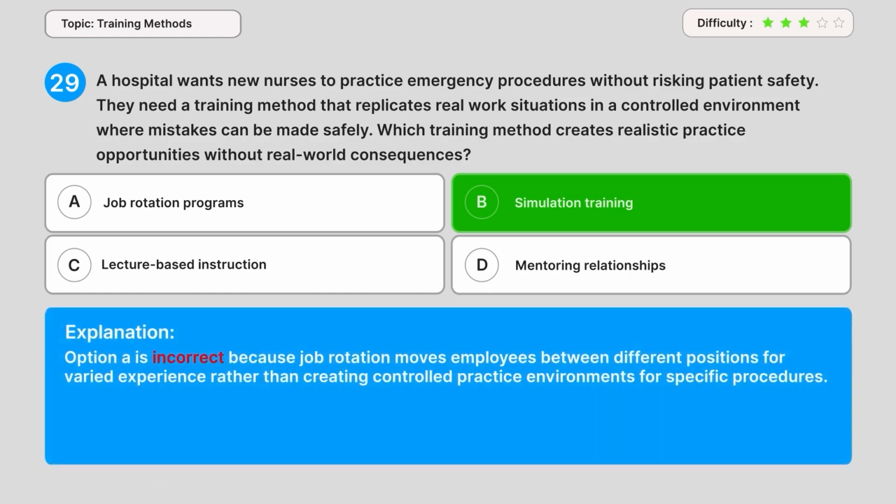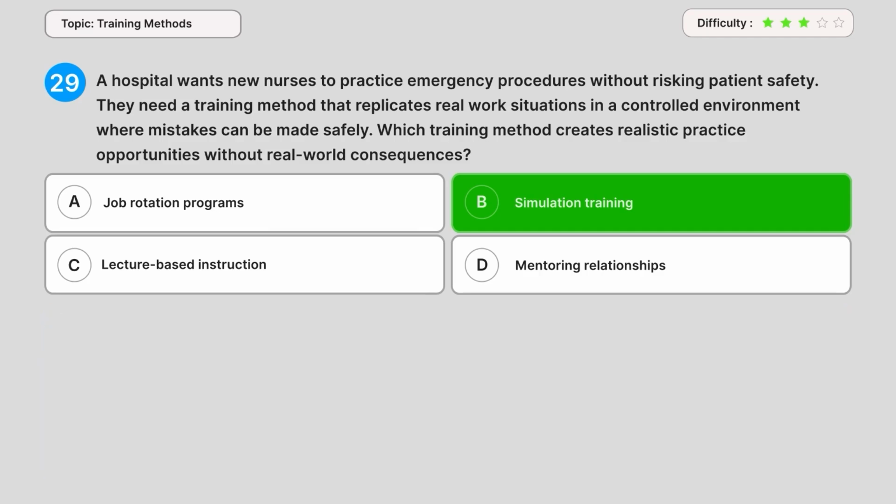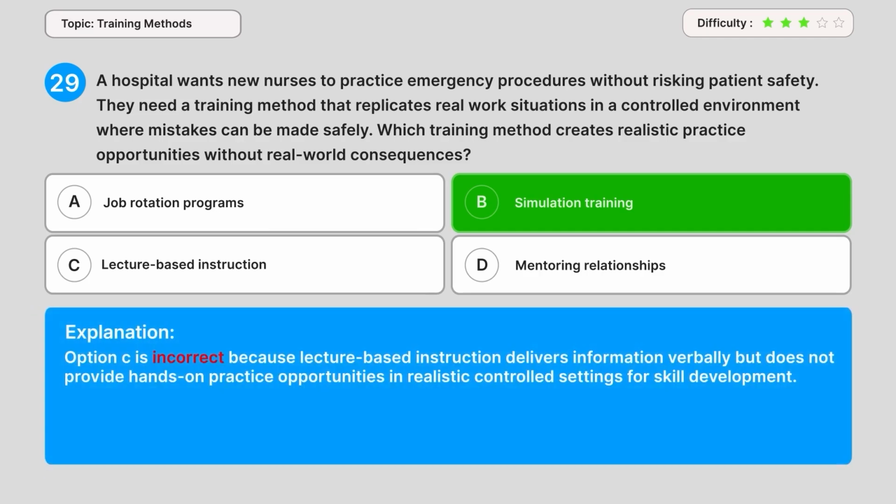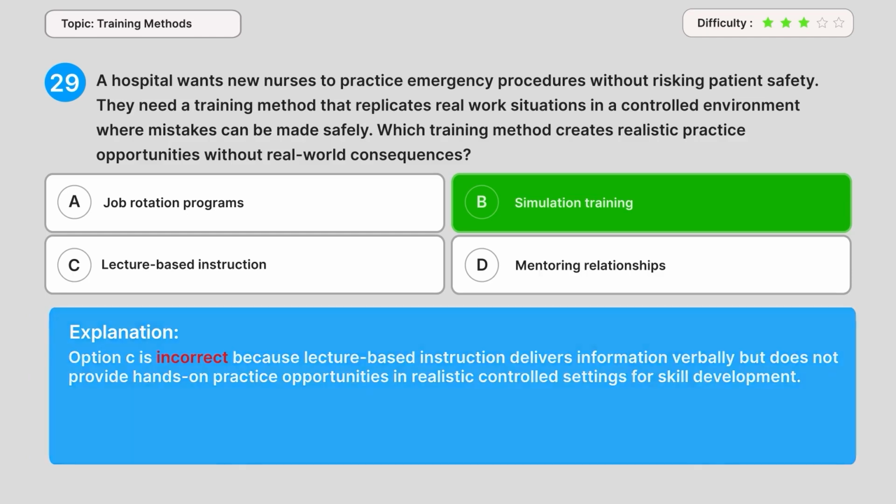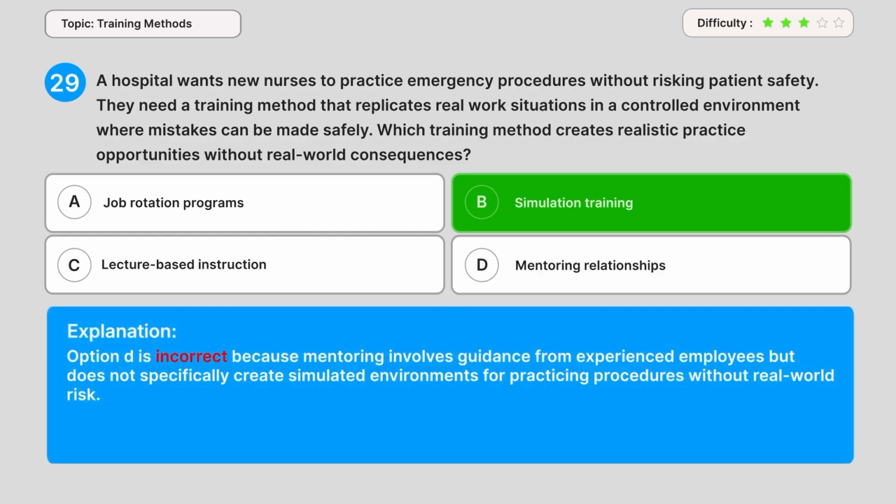Option A is incorrect because job rotation moves employees between different positions for varied experience rather than creating controlled practice environments for specific procedures. Option C is incorrect because lecture-based instruction delivers information verbally but does not provide hands-on practice opportunities in realistic controlled settings for skill development. Option D is incorrect because mentoring involves guidance from experienced employees but does not specifically create simulated environments for practicing procedures without real-world risk.